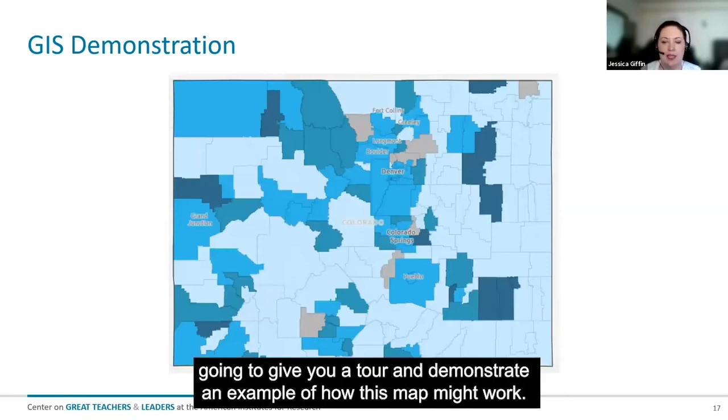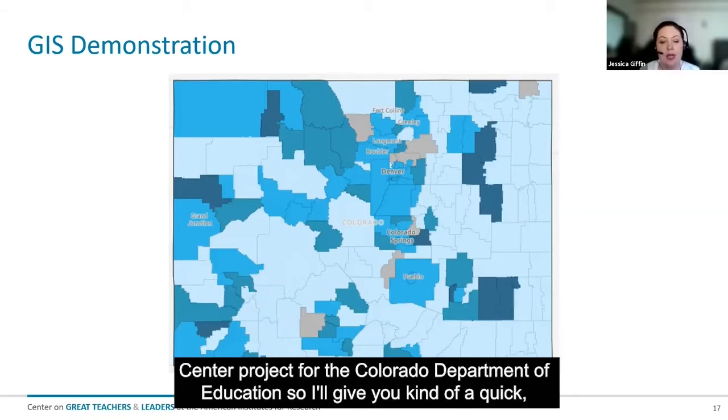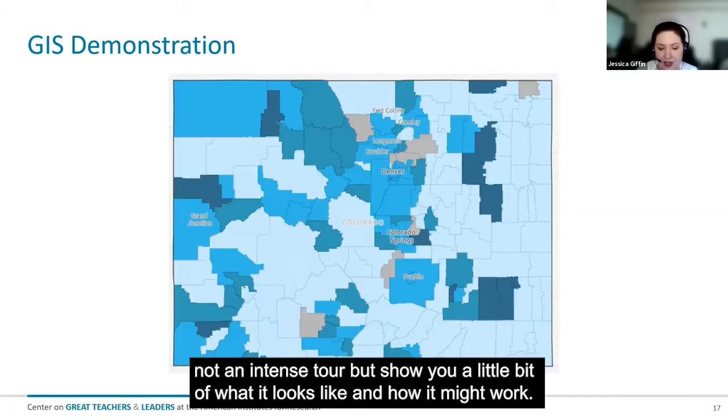And so now I'm going to give you a tour and demonstrate an example of how this map might work by showing you the map that we built with the Region 12 Comprehensive Center project for the Colorado Department of Education. So I'll give you a quick, not an intense tour, but show you a little bit of what it looks like and how it might work.